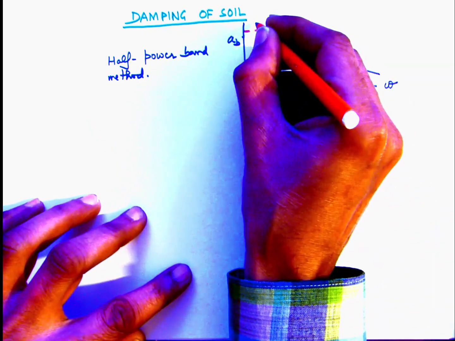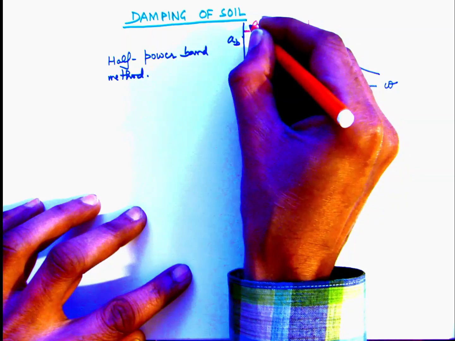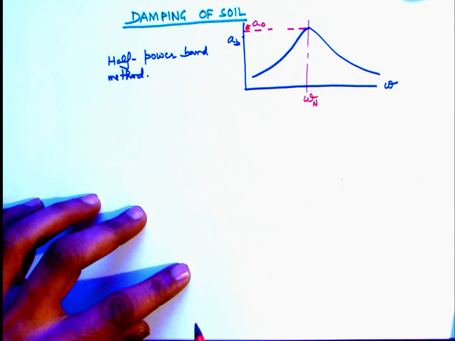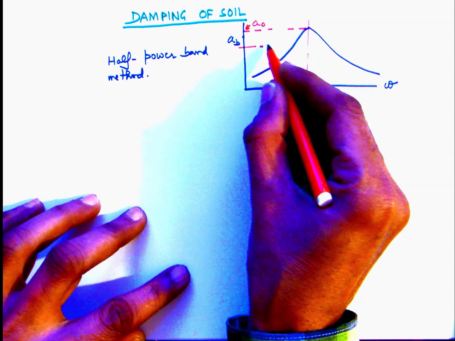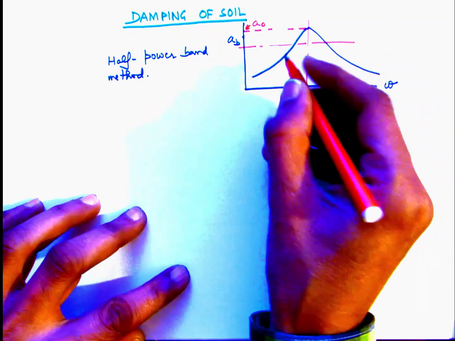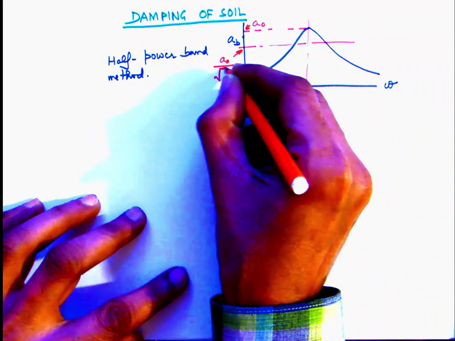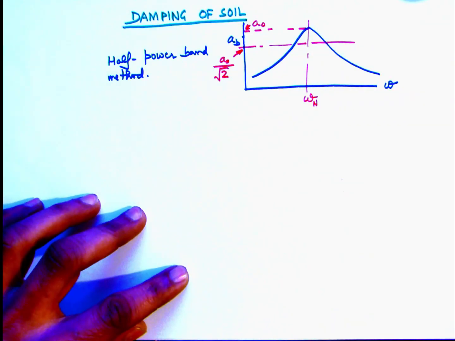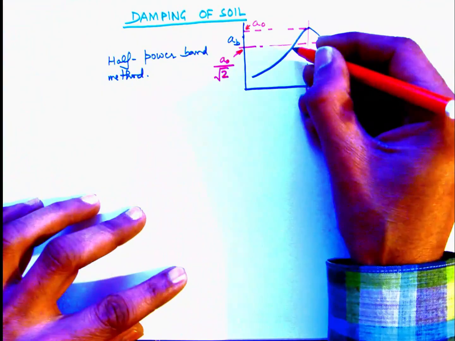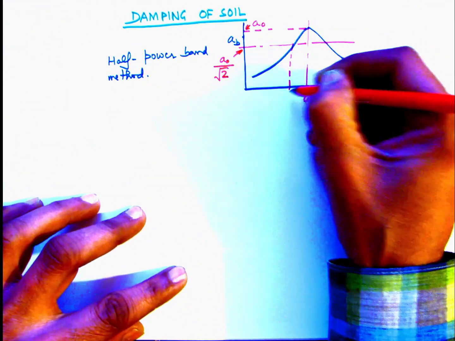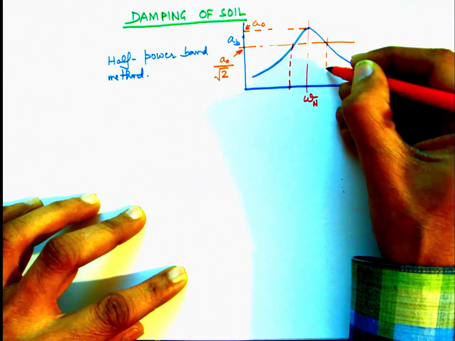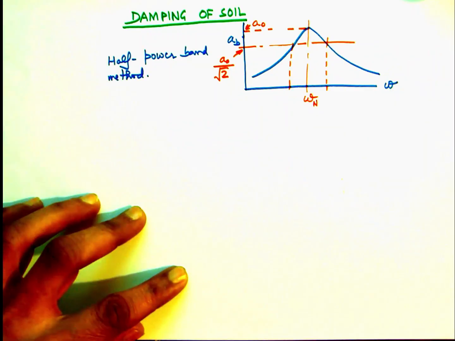For this purpose, we find two more points such that the corresponding power is half. So for that purpose, we choose the points at 1 by root 2 of the peak amplitude, because for that condition the power would be half. That's why this method is called the half power band method.